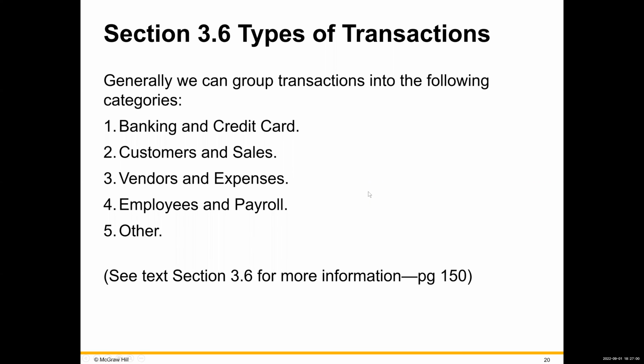Now, these are the types of transactions, and they're kind of grouped. All the things that you're going to need to do are grouped into these categories: banking and credit card, customer and sales. That's related to our accounts receivable system. Vendors and expenses. That's kind of tied into accounts payable. And of course, employees would be our payroll system. And I'm going to talk about each one of these individually.